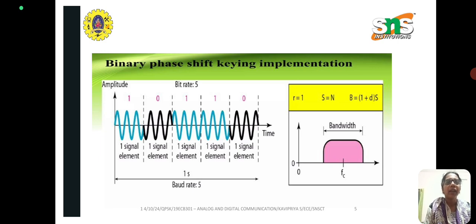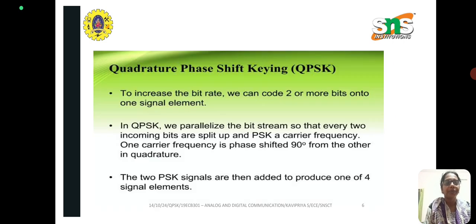This is the binary phase shift keying implementation diagram. Here the signal will have a 0 degree phase shift when 0 is transmitted, and a 180 degree phase shift when 1 is transmitted. So the carrier will undergo a 0 degree phase shift when the digital data is 0, and a 180 degree phase shift when the digital data is 1.